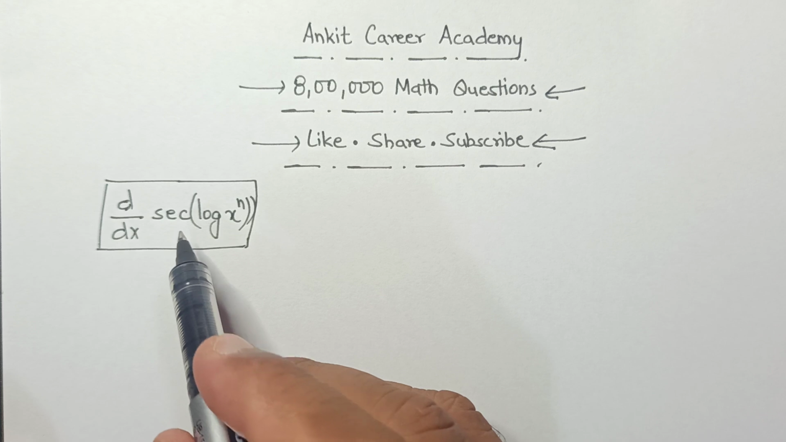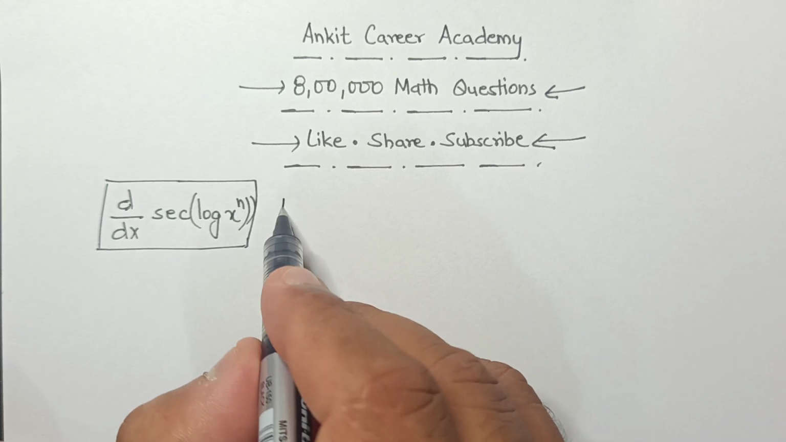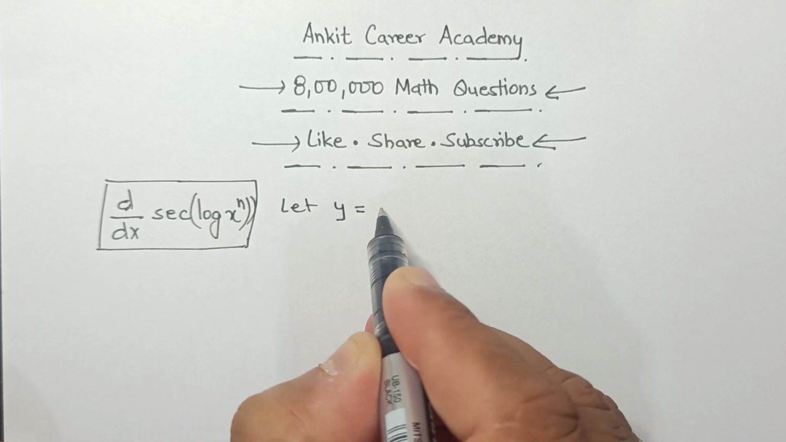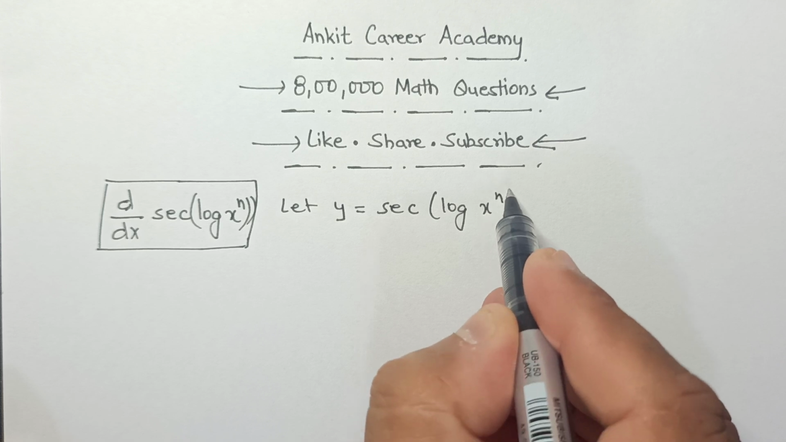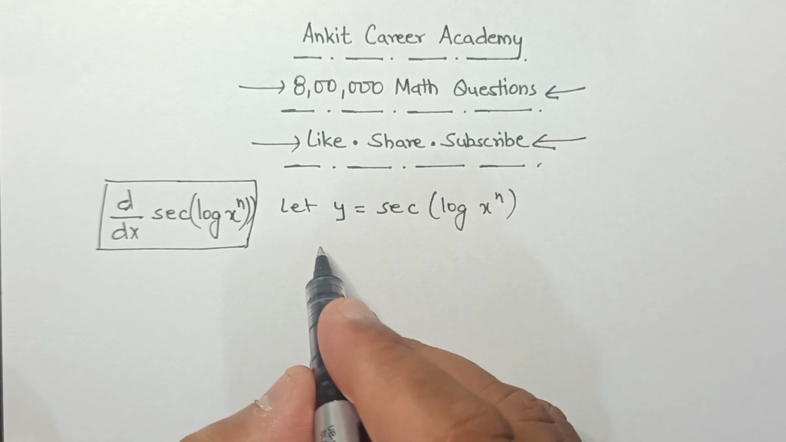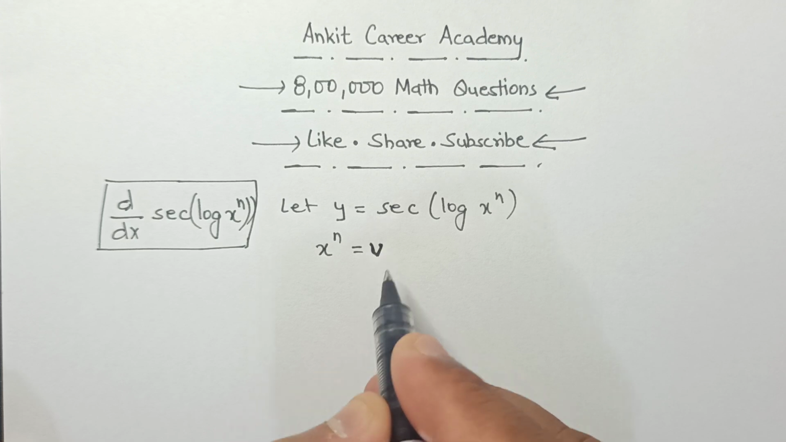So in this question we are calculating the derivative of sec of log of x raised to the power n. First of all, let us assume that the value of y is equal to sec of log of x raised to the power n. After this, what we are going to do is substitute the value of x raised to the power n as v.